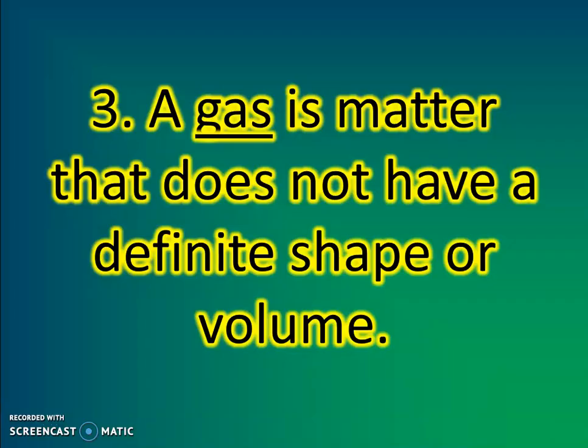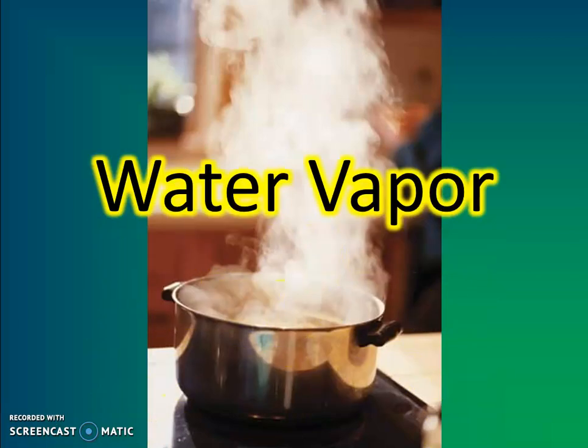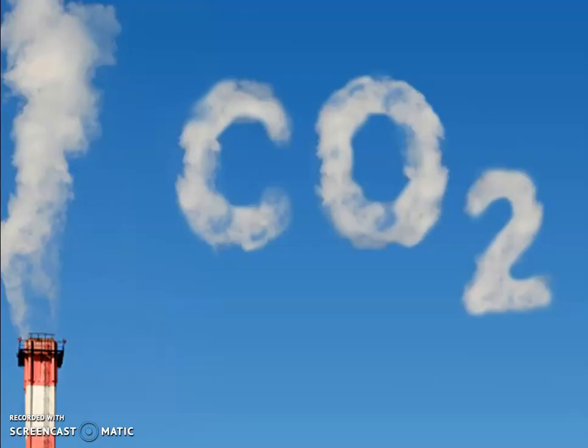Our third phase of matter is going to be a gas. A gas is matter that does not have a definite shape or volume. So not only does it not take up a certain amount of space, it also doesn't have its own shape. So you get things like water vapor, which should be an example of a gas, or carbon dioxide.